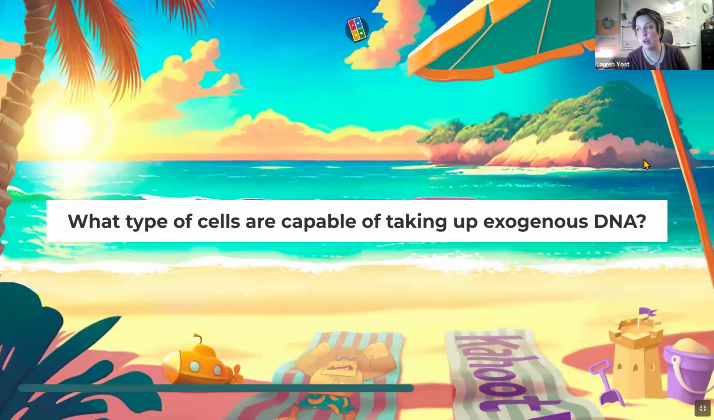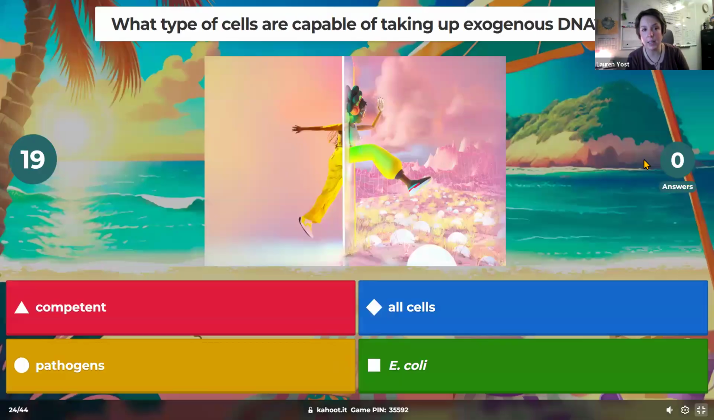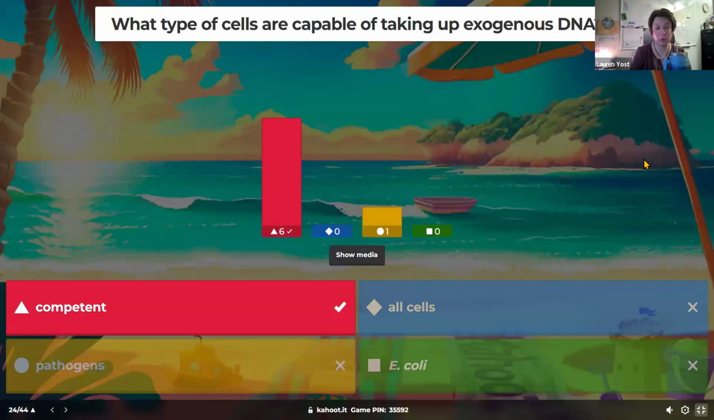Alrighty, what type of cells are capable of taking up exogenous DNA? What's the best answer for this question? Cells that are able to take up exogenous DNA. Exogenous means outside. So you're a cell just hanging out wherever you are, and somewhere outside of you, there's some DNA. If you can take it into your cell and even express those genes that you took in, then you are called competent.